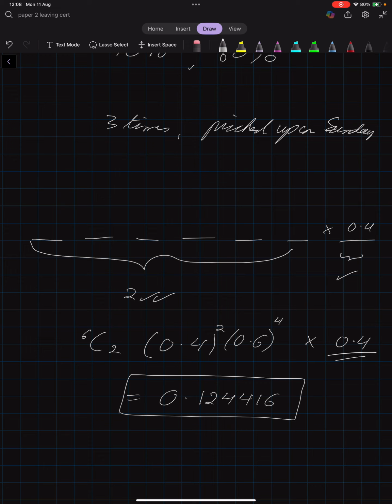Okay, so they picked up 3 times, they picked up on Sunday. So you used your binomial for the first 6 days because they picked up exactly twice in the 6 days. And therefore you calculate that, and then you multiply by 0.4 because that's the chance that they picked up on the last day.